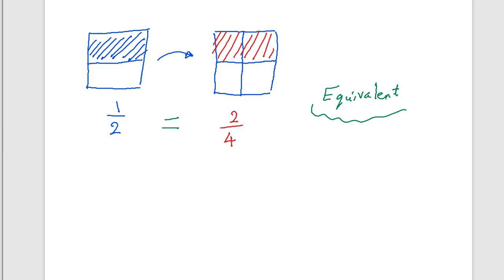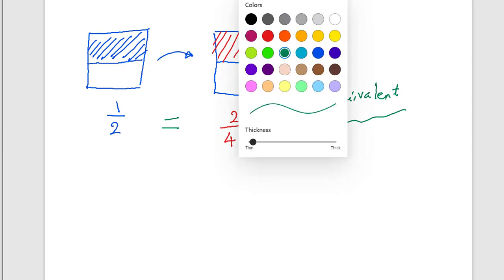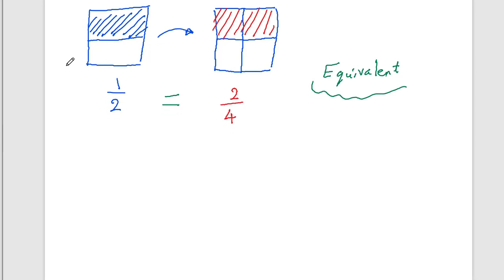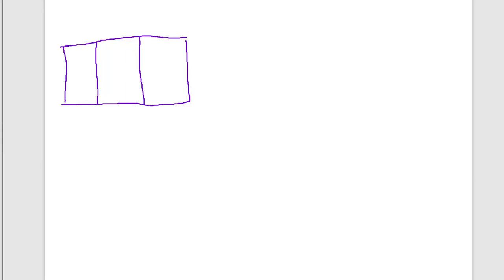Okay, let's see this another time. And this time I can use any other model, but I like to use the same model, which is an area model. We call this area model. And also I will use a square. Or make it this time a rectangle. Okay, let's make it a rectangle because I need to divide it into, okay, these are not equal.